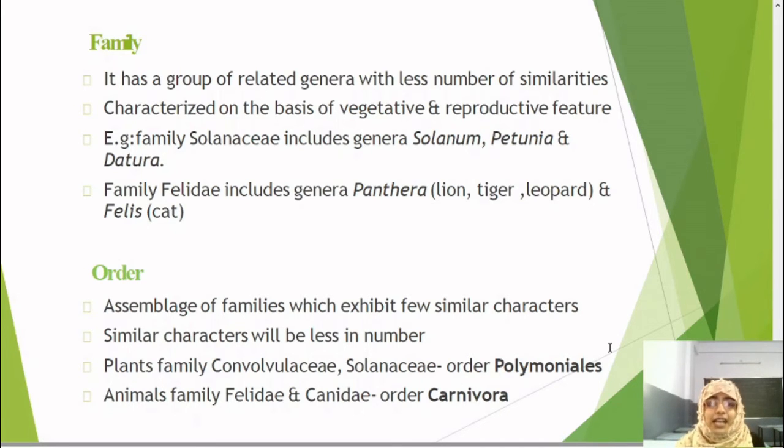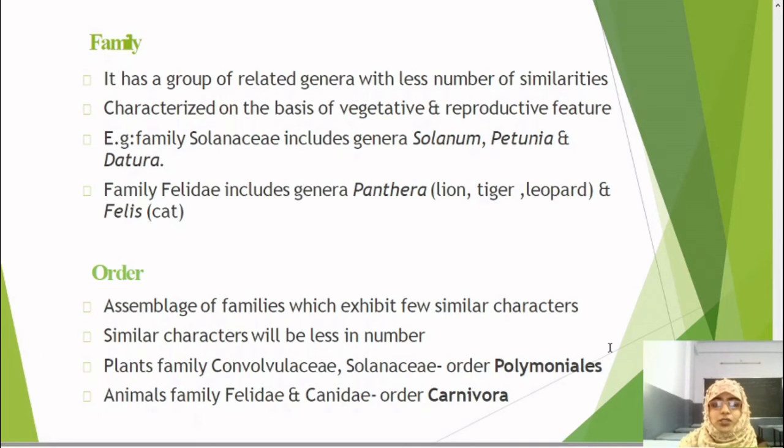So families are nothing but groups of organisms with closely related genera. A group of genera which come together with a smaller number of similarities is called a family.